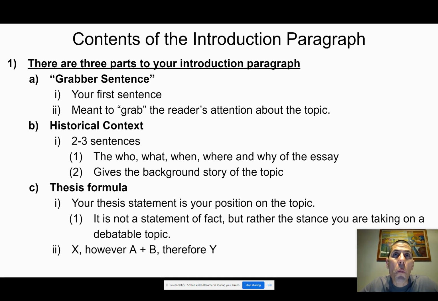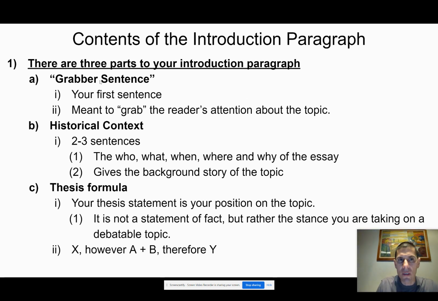Okay, the purpose of your paper is to support your stand. You're going to take a controversial stand and use your paper to support it. That's all the writing we do in APUSH. All right, now there's three parts to your introduction paragraph.